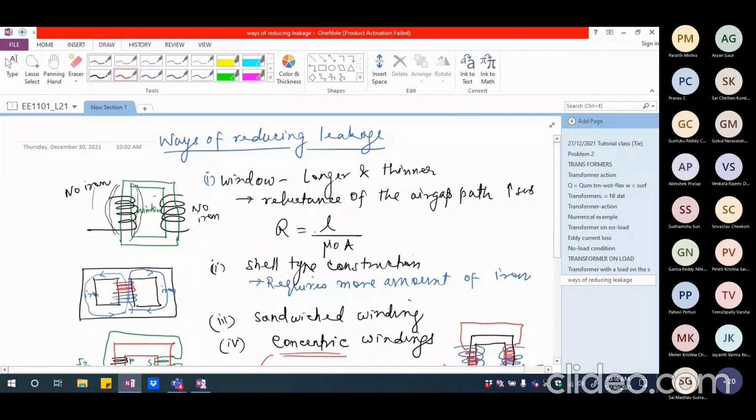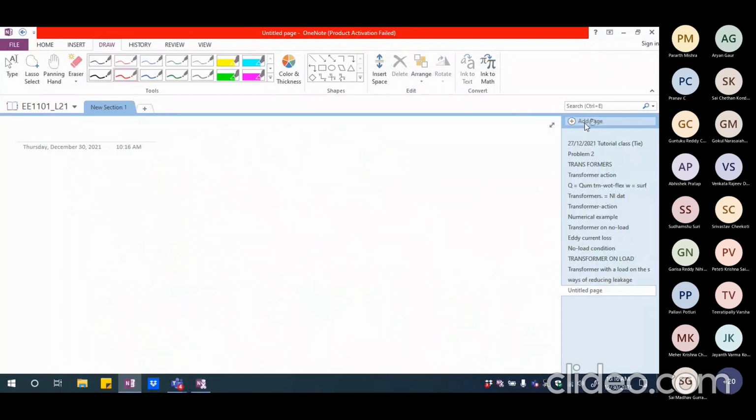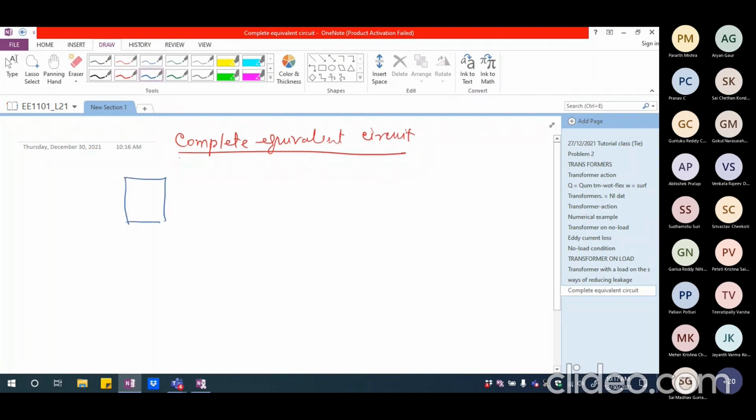Until now, I neglected the resistance of the winding. But obviously, even a copper winding is going to have a resistance. So if I try to draw the complete equivalent circuit of the transformer, I should show it as though, let us say, I have again the representative diagram of a transformer which is having primary winding here and secondary winding here. And I'm going to show this in the form of equivalent circuit.